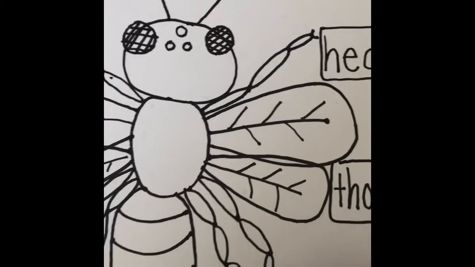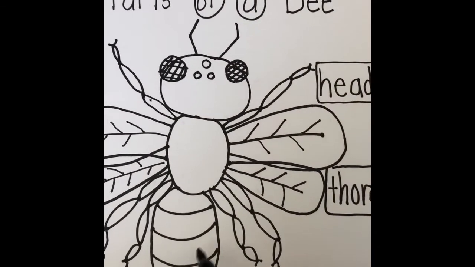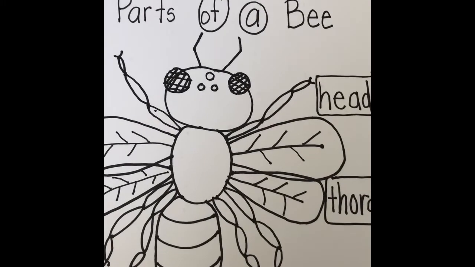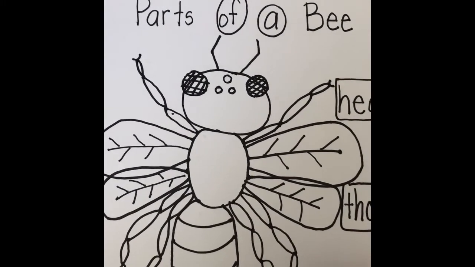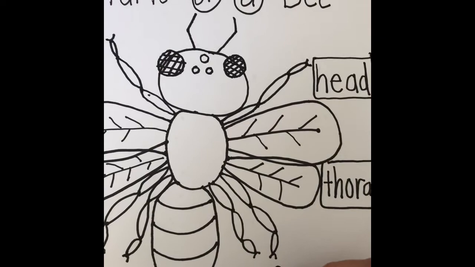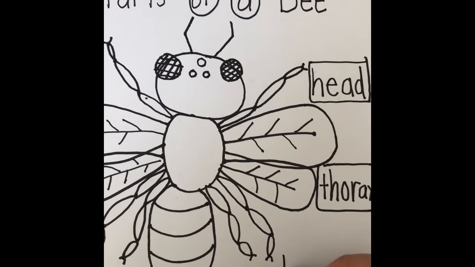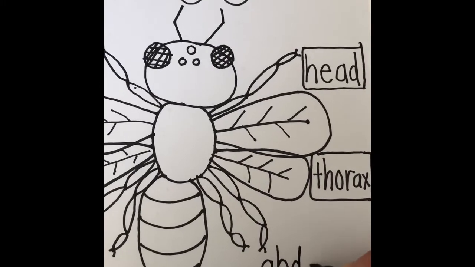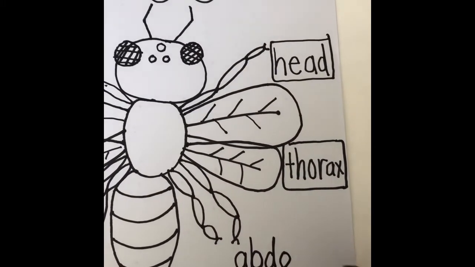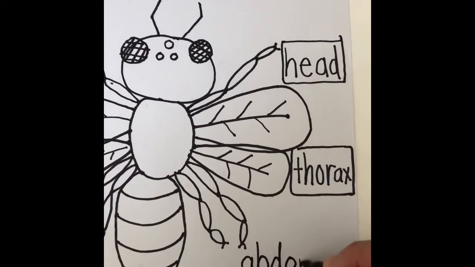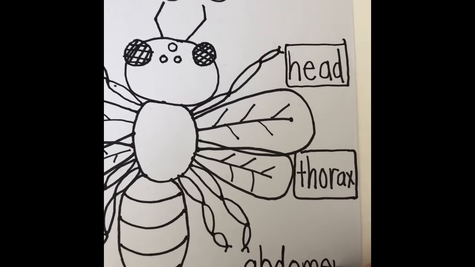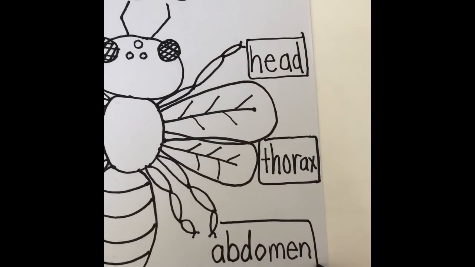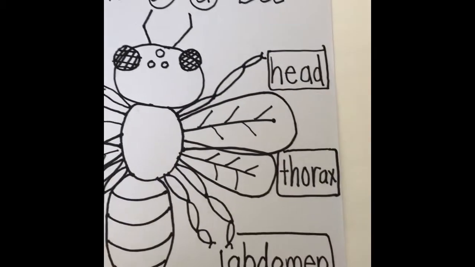And at the bottom, we're going to label abdomen. Abdomen. So find a space because abdomen's a big word. So abdomen begins with A-B, D-O, and then men, abdomen. And put a box around abdomen.